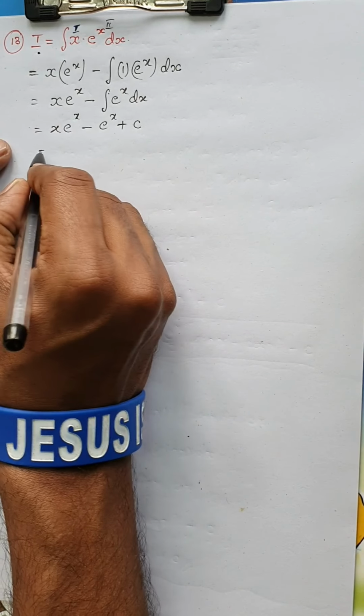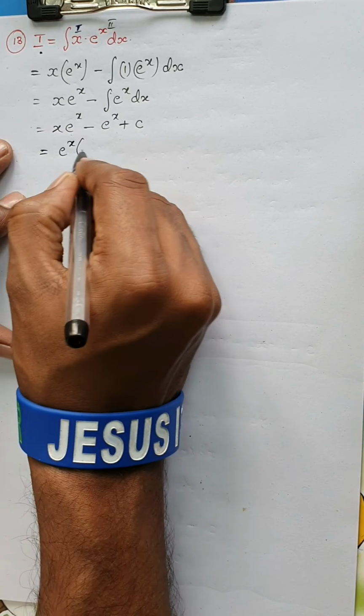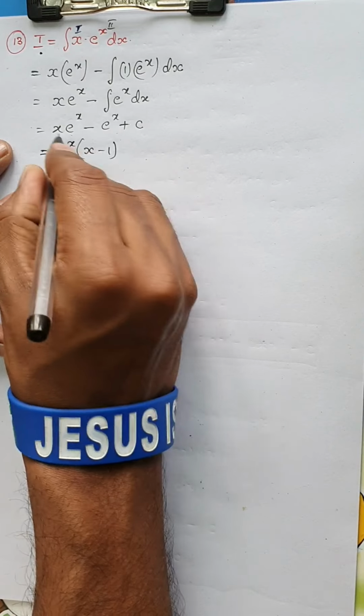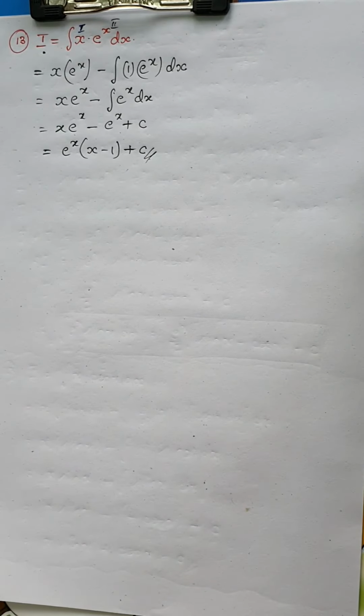Okay, now let me further simplify this. In both the terms, I have e power x term as common, so the remaining terms would be x minus 1 plus c, which is the constant of integration, and that would conclude the solution.